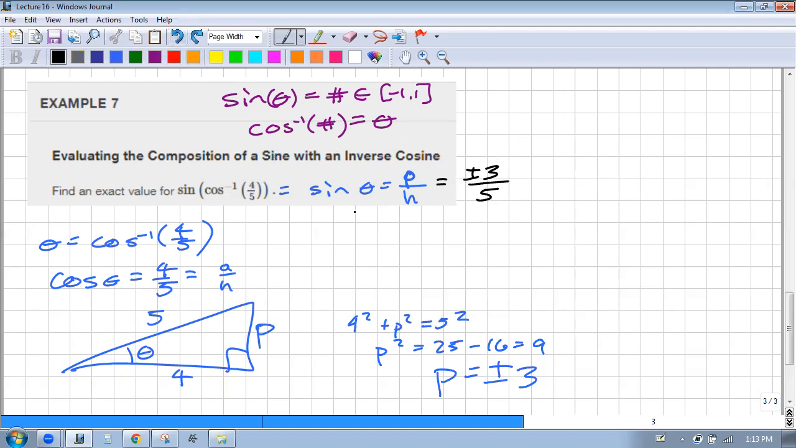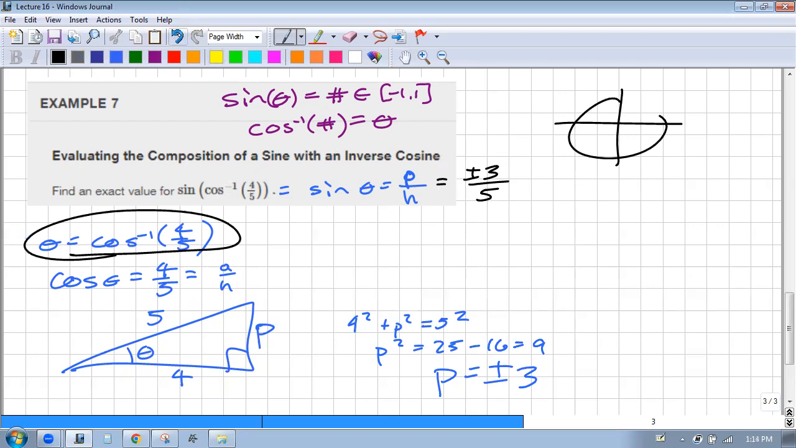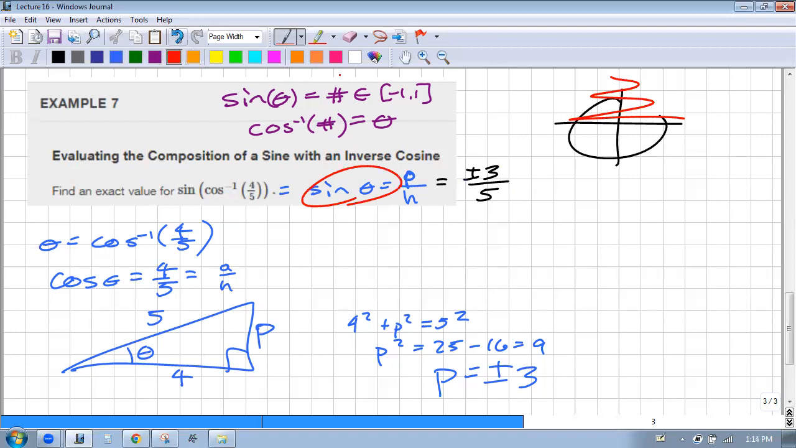So let's think about it. Where is this angle? We know that the angle is cosine inverse of something. Cosine inverse always gives us an angle that's up there, right? By definition. Well, sine is always positive up there. Over here or over here, the y values are positive, right? So sine is always positive, so we want the positive version. That's how we know it's the positive version, okay?